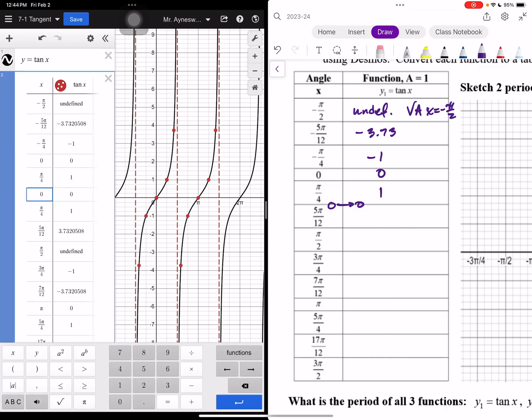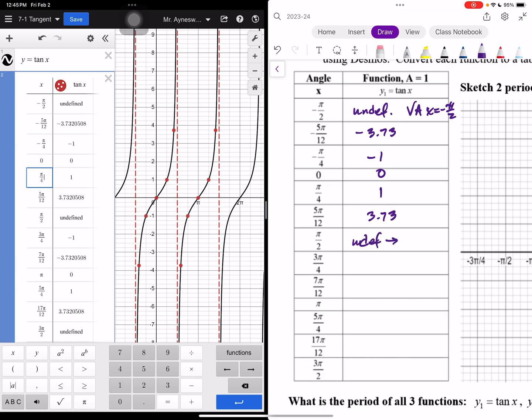Oh, you know what? I have duplicates. There we go. Oh, my table's fine. Okay, sorry. I didn't realize that I typed in duplicate values, so I just fixed that. So pi fourths 1, 5 pi 12, so you get 3.73. Pi halves, it's undefined. There's a vertical asymptote there. So x is equal to pi halves is another vertical asymptote. VA is vertical asymptote. At 3/4 pi, you get negative 1, and you get negative 3.73, and pi gives you 0. Then you get 1, 3.73.